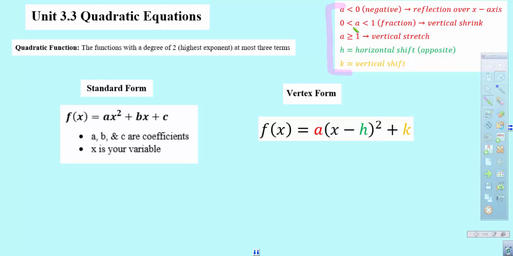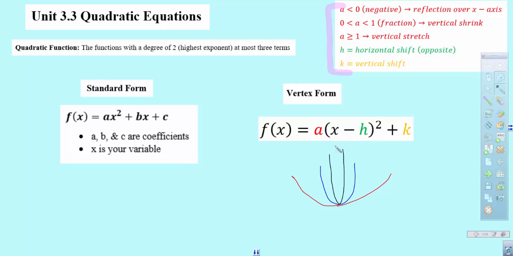If your a value is a fraction, like 1/2, 1/4, 3/4, 7/8, then you have what's called a vertical shrink, meaning that if your parent function was this, you basically take that graph and shrink it. It kind of is like being squished. If your a value is greater than 1, you have what we call a vertical stretch, which basically means you stretch it out so it grows faster.